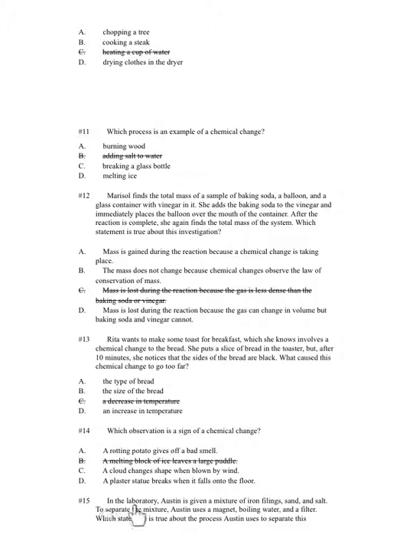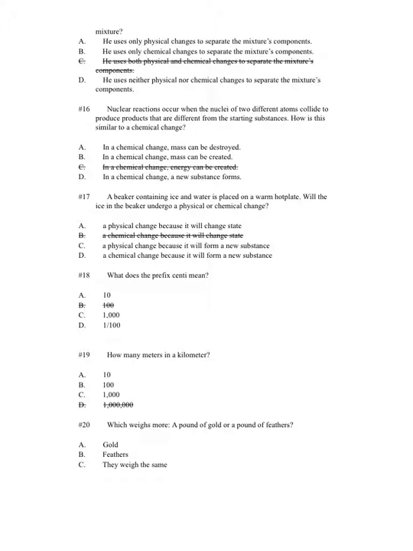Number 15. In the laboratory, Austin is given a mixture of iron filings, sand, and salt. To separate the mixture, Austin uses a magnet, boiling water, and a filter. Which statement is correct about the process Austin uses to separate this mixture? A. He uses only physical changes to separate the mixture's components. B. He uses only chemical changes to separate the mixture's components. C. He uses both physical and chemical changes to separate the mixture's components. D. He uses neither physical nor chemical changes to separate the mixture's components.